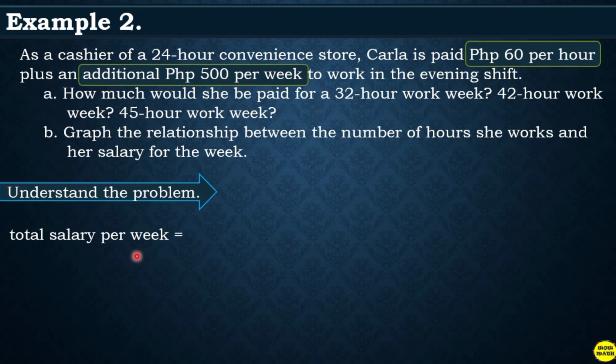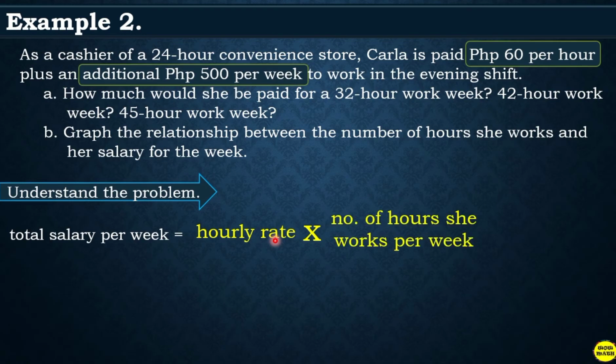Okay. So, kailangan, paano natin makukuha ang ating linear equation para ma-solve natin siya? So, yung total salary niya per week, therefore, is equal to yung hourly rate niya. Ano yung hourly rate niya? Sa isang oras, magkano ang sahod niya? Okay, we have, and then yung number of hours she works per week. So, yung hourly rate niya na 60 pesos, ita-times natin kung ilang oras siya nagtrabaho sa isang linggo. Okay? Plus, yung additional niya na extra pay which is 500 pesos.